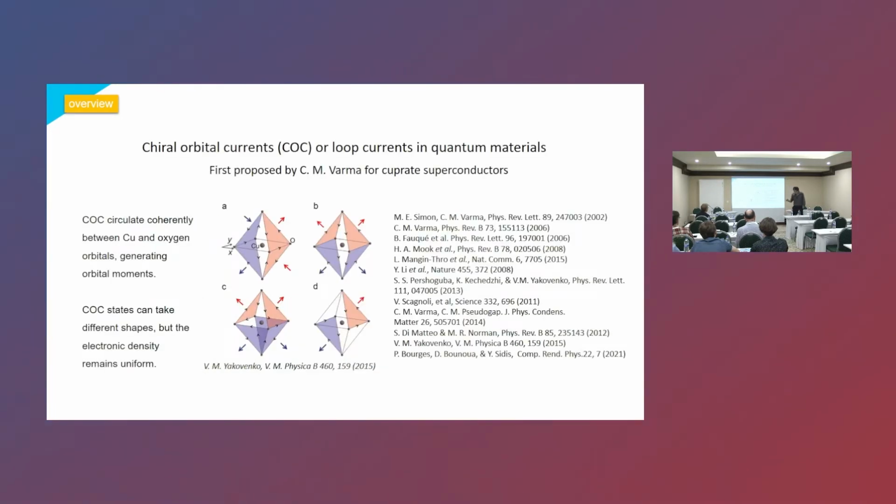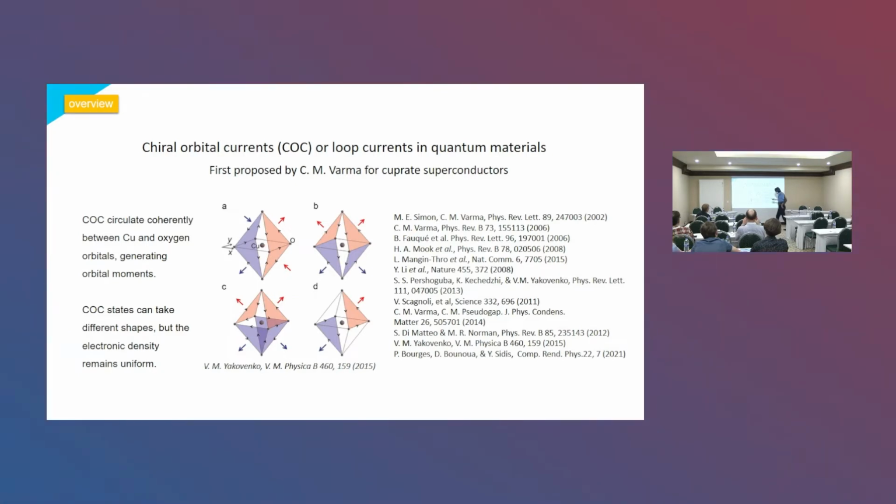Before I talk about the details of our results, I want to introduce the second concept involved in this study, that is loop currents, or we call it intra-unit-cell loop currents, or chiral orbital currents. This is the same thing. What this means is that there is a spontaneous charge current running, for example, along the edges of the octahedra. This concept was first introduced by C.M. Varma, addressing the complicated phases in the cuprates.